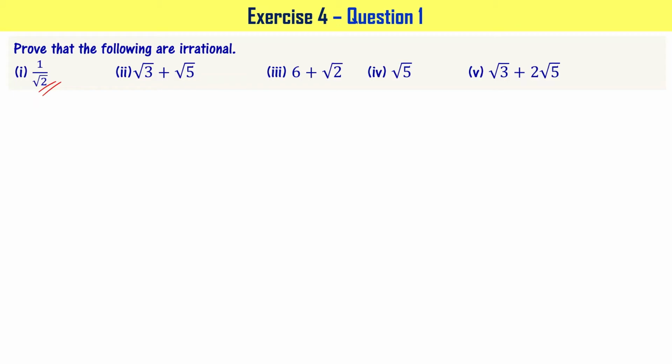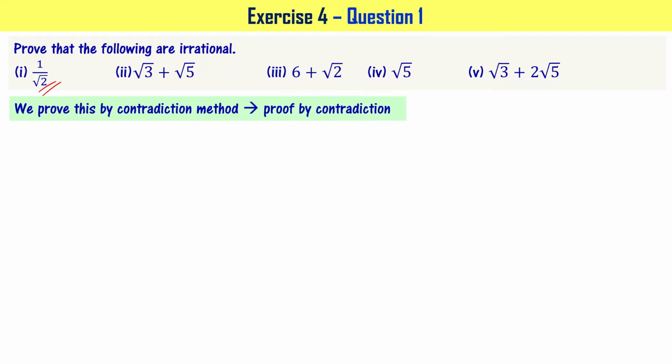We want to prove that it is an irrational number, right? To do that, we use contradiction method. So the proof is called proof by contradiction. We want to prove 1 by root 2 an irrational number, but we are going to make use of contradiction method. In that method, we start with assuming that 1 by root 2, the given number, is a rational number. We assume that it is a rational number, whereas we have to prove that it is an irrational number.